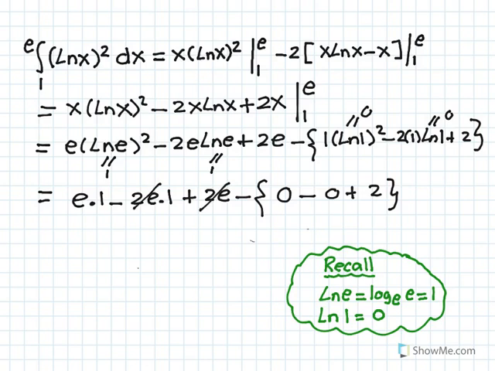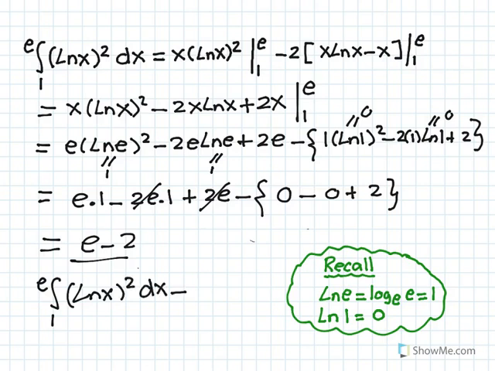So 2e minus 2 is 0, and we just get e minus 2. This is the result of the integral. So the integral from 1 to e of log x squared, integrated by parts twice. This is a definite integral, and the result is e minus 2. A couple of notes: log of e is 1 and ln of 1 is 0.